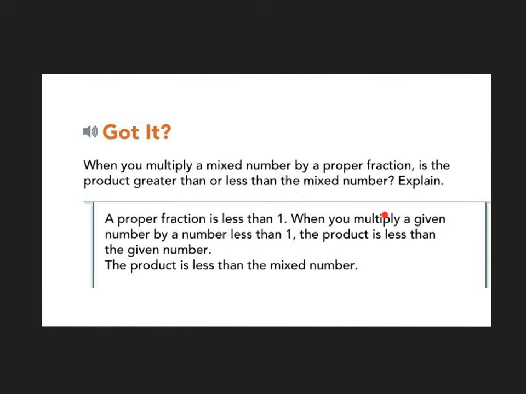When you multiply a given number by a number that's less than 1, the product has to be less than the given number. So the lesson is, when you multiply anything by a fraction, because you're multiplying something by a number that is less than 1, it can't possibly be bigger than it was. So it has to be less.